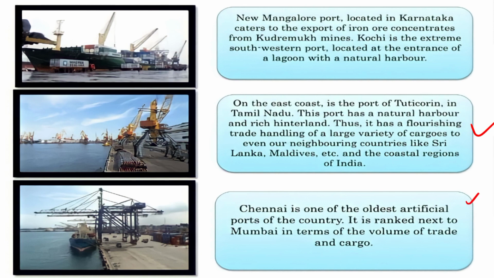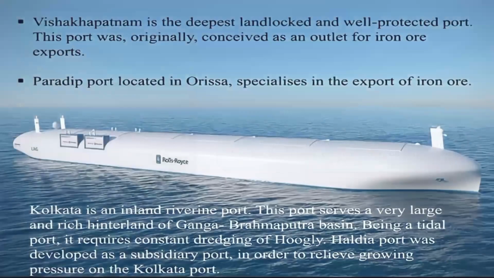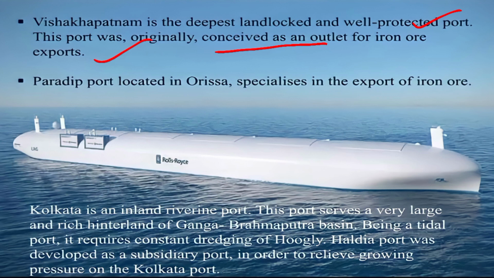Chennai, one of the oldest artificial ports of the country, is ranked next to Mumbai in terms of the volume of trade and cargo. Vishakhapatnam is the deepest landlocked and well protected port. This port was originally conceived as the outlet for iron ore. Iron ore traveled from here, from the mines of Chhattisgarh and other regions of the Chota Nagpur region. The iron traveled and went to other countries like Japan.